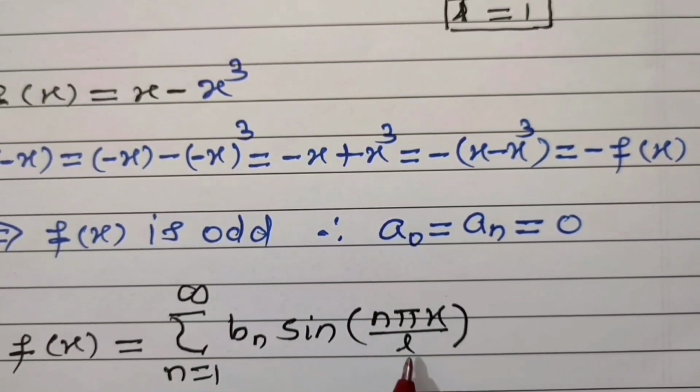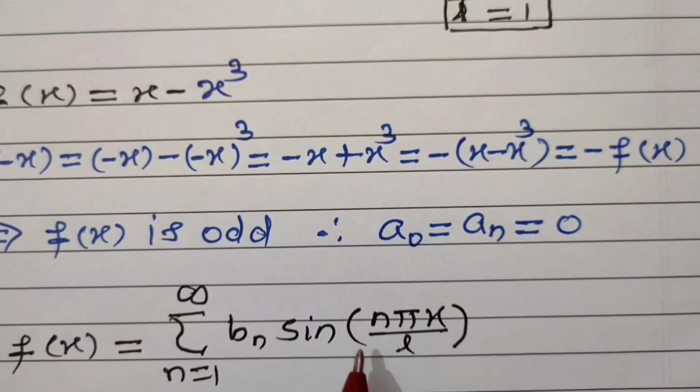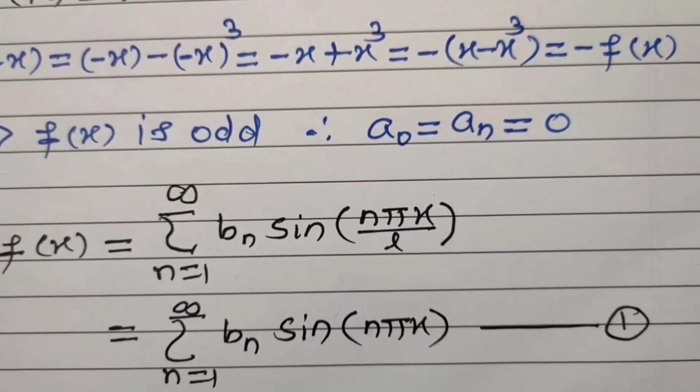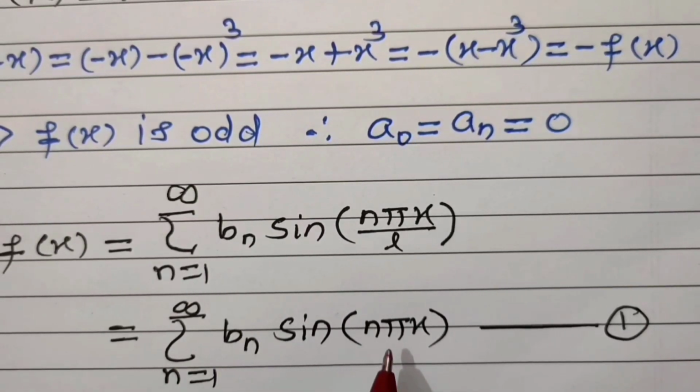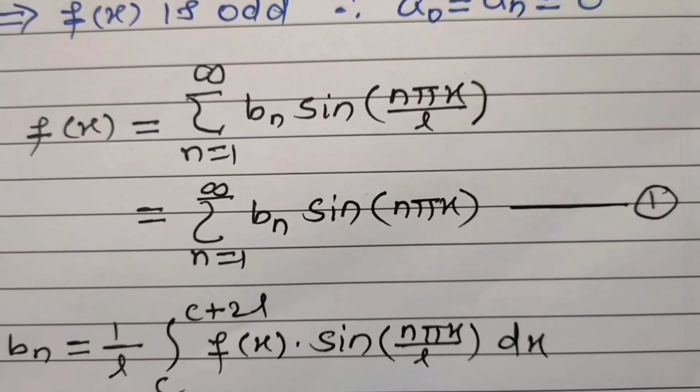But L is 1. So substitute here and rewrite the formula for f of x. Hence f of x is equal to summation n is equal to 1 to infinity bn into sine of n pi x. And consider this is formula number 1 or equation number 1. Then write the general formula for bn.